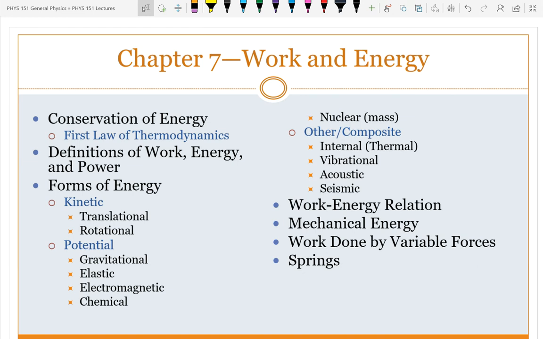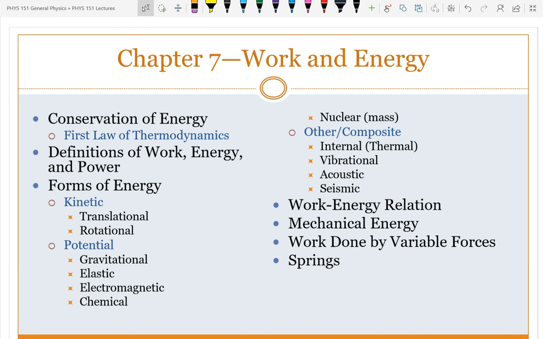And if I take that rock and I walk sideways at a constant speed, I'm doing no work, even though it's moving, because my force is perpendicular to the direction of motion. So make sure you understand those keys to what work is.